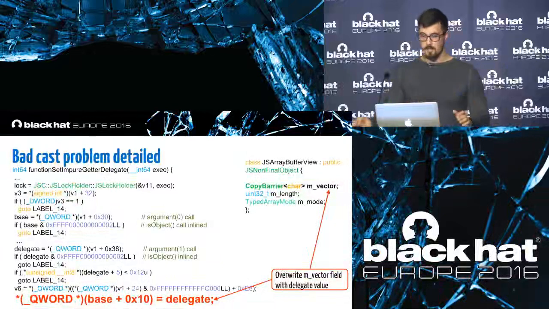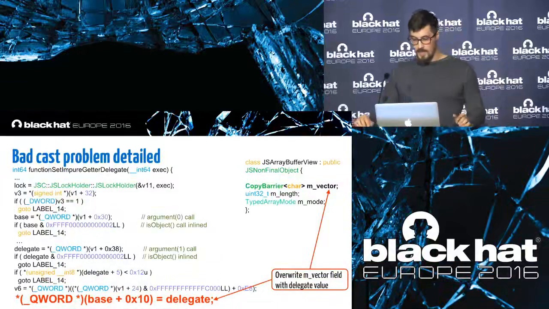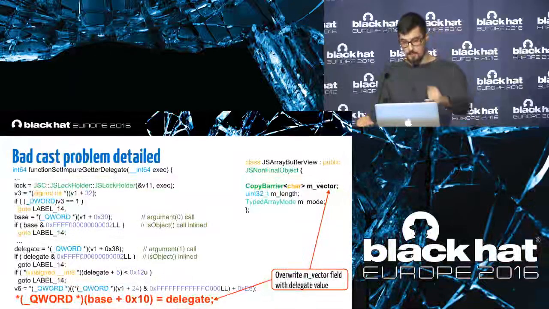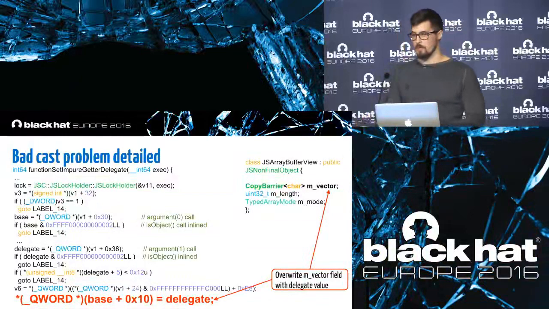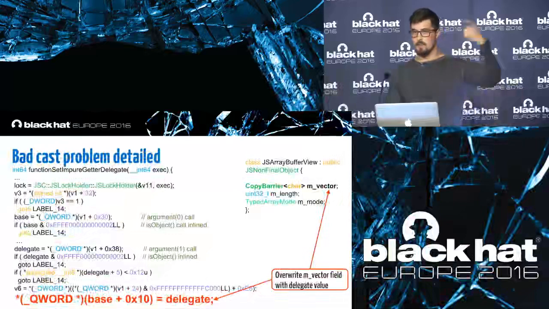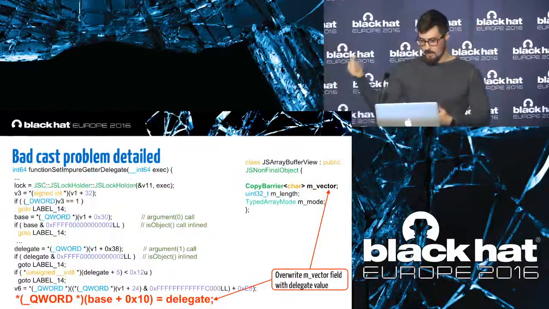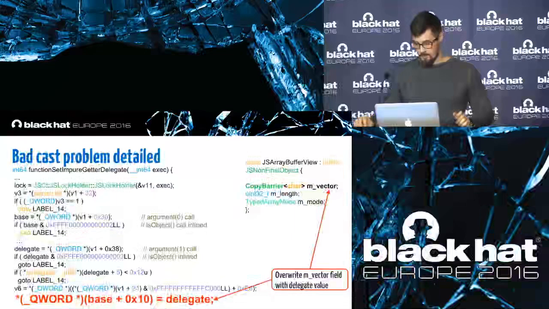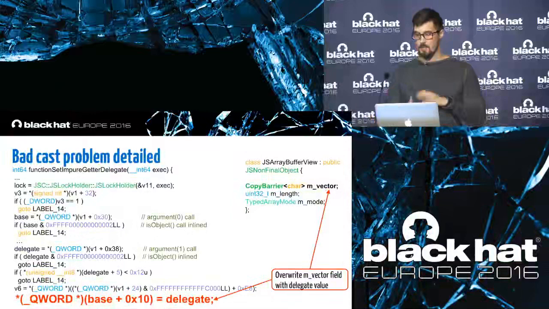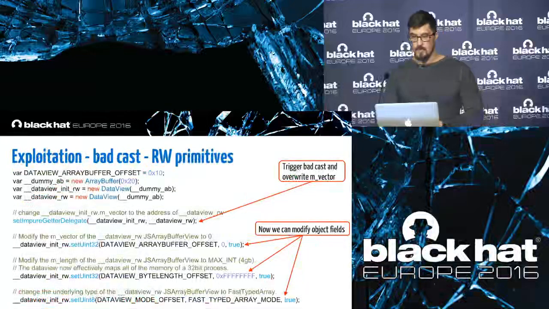Here's the decompiled function setImpureGetterDelegate. Most of the methods are inline in here, and as we see, after parsing 2 arguments, it will override base plus 16 with a pointer to a delegate. So basically, we can override one of the object fields with a pointer that we control. On the right, we see the JSArrayBufferView class. So if we pass an object of type JSArrayBufferView, it will override the mVector field with a delegate pointer, which will lead to readable, writable, and even executable primitives.